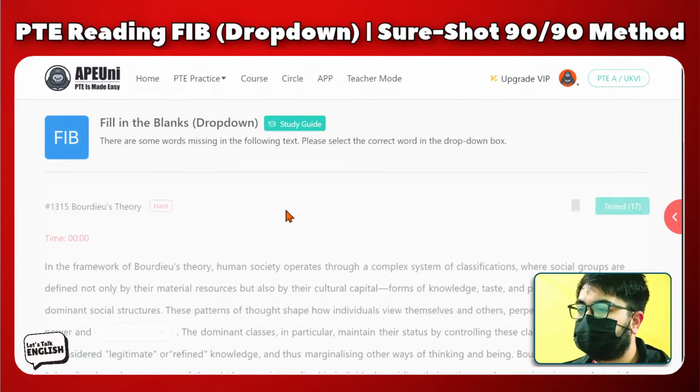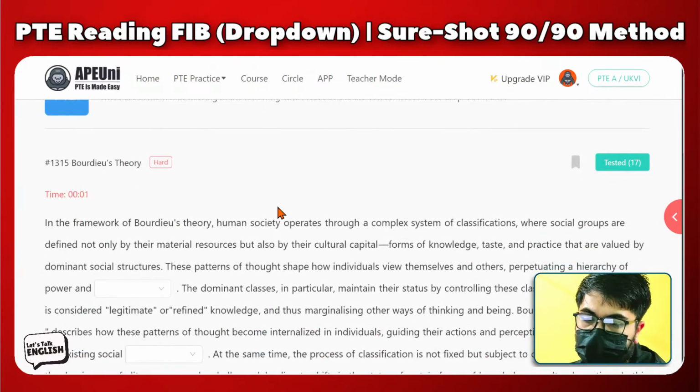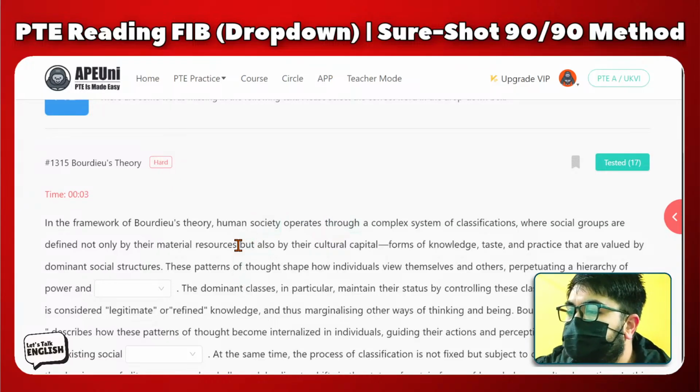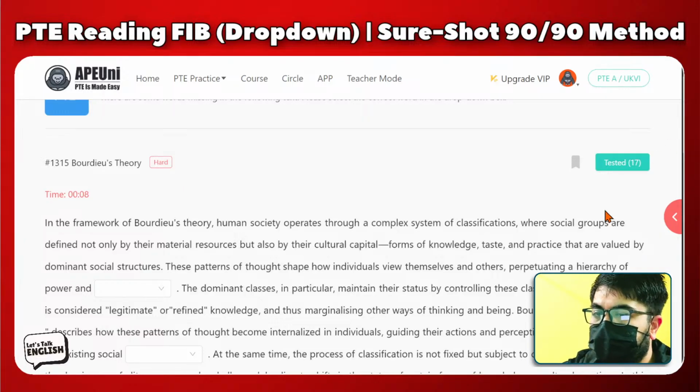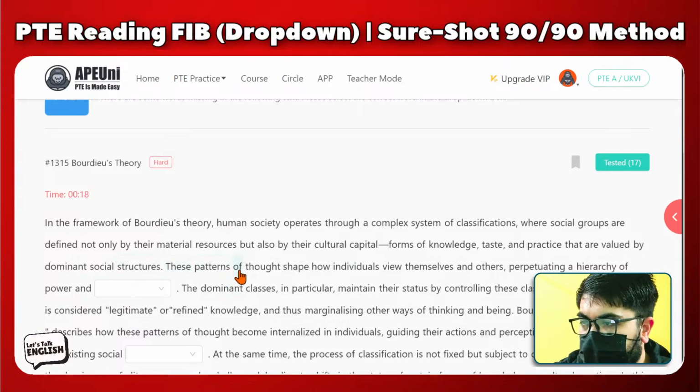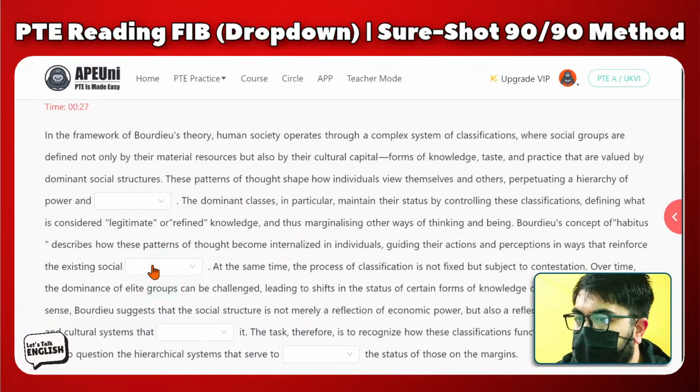All right, what is this? Bourdieu's theory. In the framework of Bourdieu's theory, human society operates through a complex system of classifications where social groups are defined not only by their material resources but also by their cultural capital, forms of knowledge, taste, and practice that are valued by dominant social structures. These patterns of thought shape how individuals view themselves and others. Oh my God, so difficult. Hierarchy of power and organization.